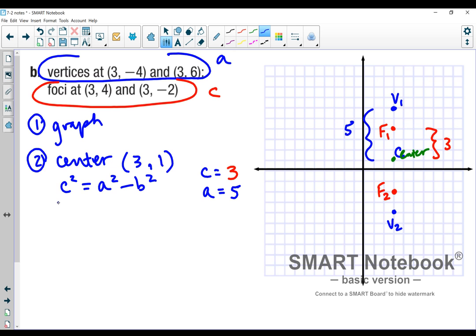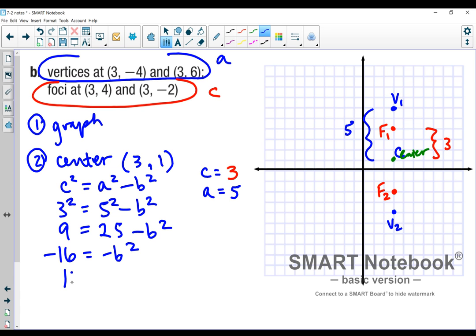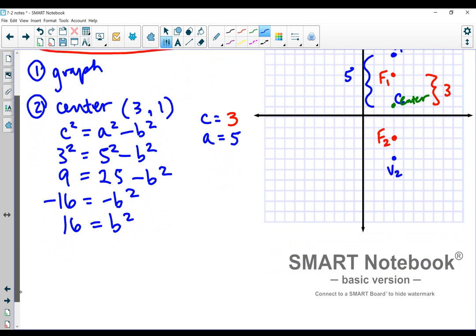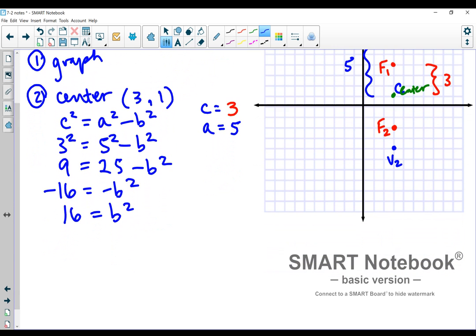So let's go ahead and substitute, and we'll square our numbers and subtract 25 on both sides. So I have negative 16 equals negative B squared, which just means 16 equals B squared. Now, because the equation itself has a squared value in it, I'm just going to go ahead and stop right here. I already have enough information to write my equation.